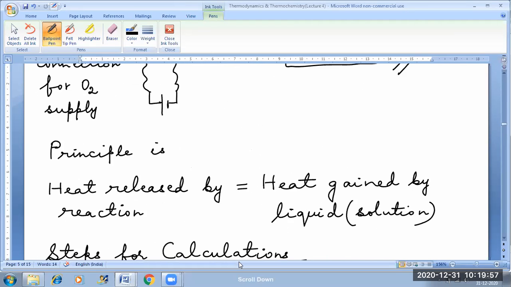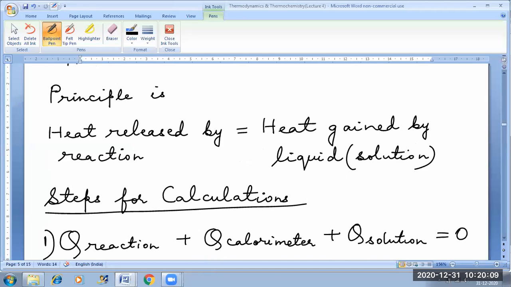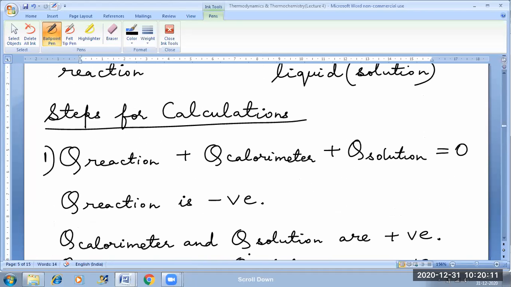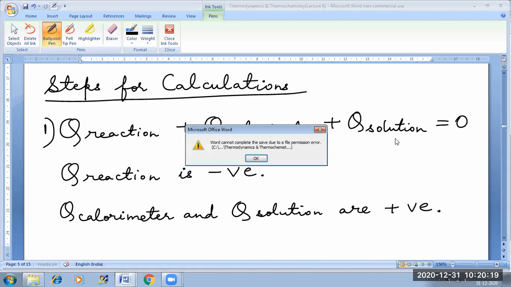So here the principle again is the same. That is, heat released by reaction is equal to heat gained by solution or liquid. Now calculations. Let's understand this properly now. We'll do 2 questions. I'll show you 2 questions now, then you will understand.